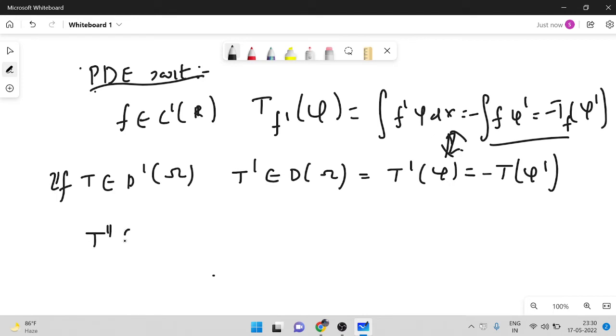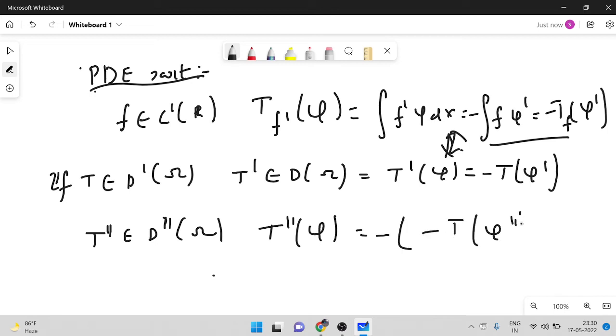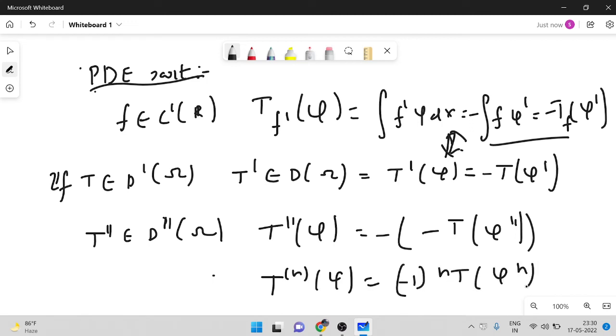Similarly, T double dash, if this belongs to D' of omega, you have T double dash of phi equals minus of T of phi double dash. So T^(n) of phi is basically minus 1 to the power n times T of phi^(n). It's a derivative on a distribution.